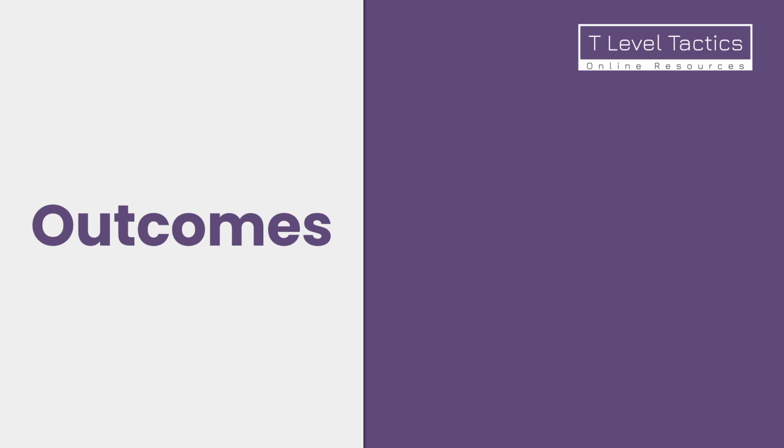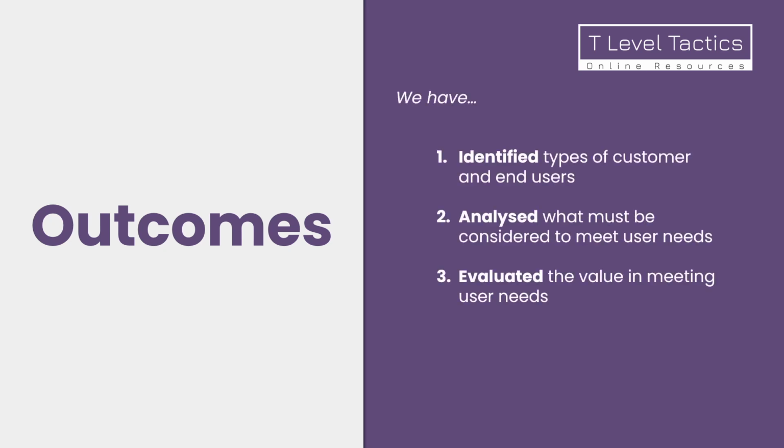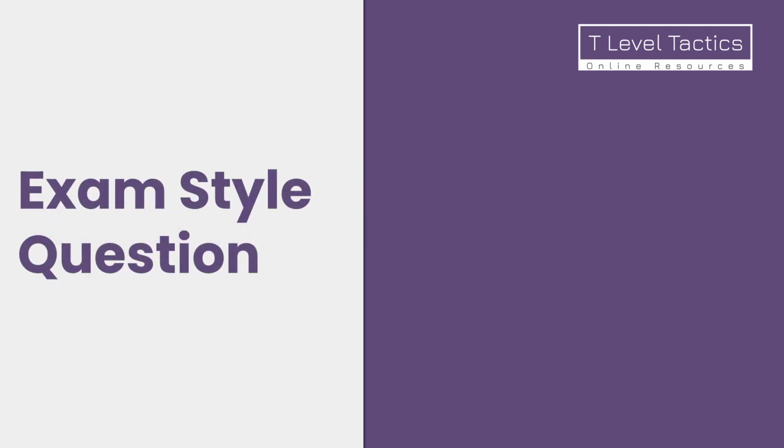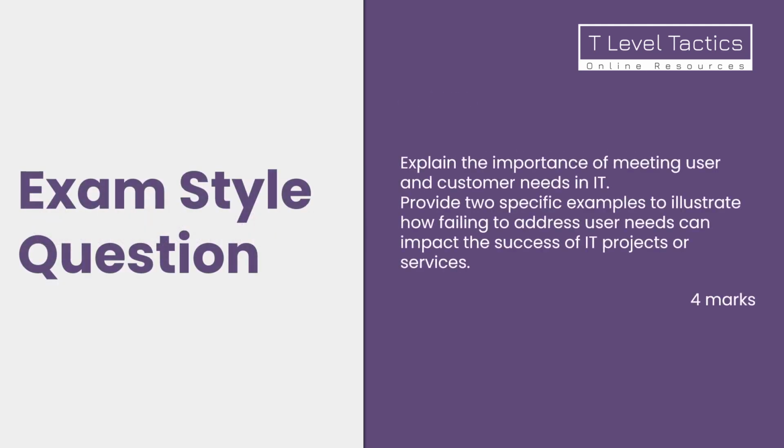So, this video, we've looked at types of customers and end users and what the difference is between them. We've analysed what must be considered to meet their needs, and we've also done an evaluation of what the value in meeting those needs is as well. So you should hopefully be ready to answer this exam-style question. Explain the importance of meeting user and customer needs in IT, and provide 2 specific examples to illustrate how failing to address user needs can impact the success of IT projects or services. There are 4 marks available here.